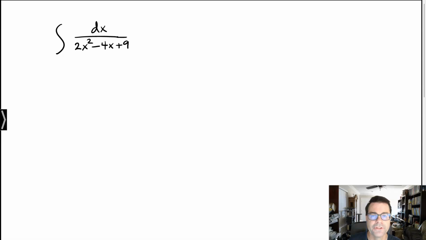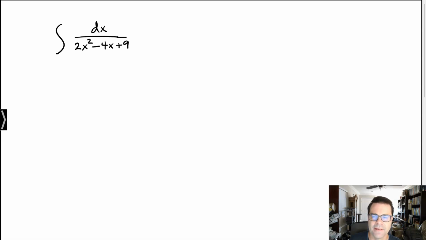Okay, I've gotten a few questions about integrating with partial fractions when you have this case of the irreducible quadratic factor. And there's a couple complications that can come up with this. So what I'm going to do is work through a few examples illustrating what I think is the best way to approach each of these. And the first problem happens when the leading coefficient is not 1. What's the best way to handle that?